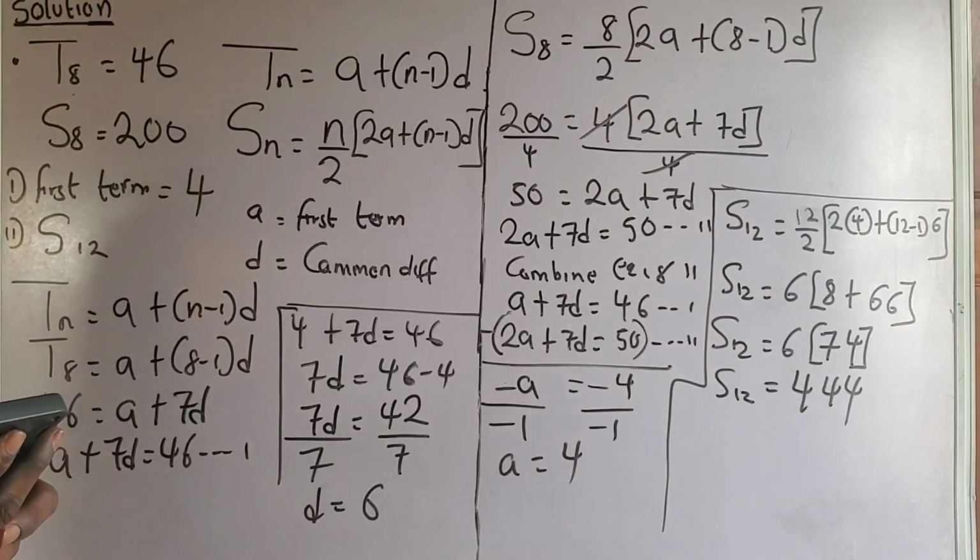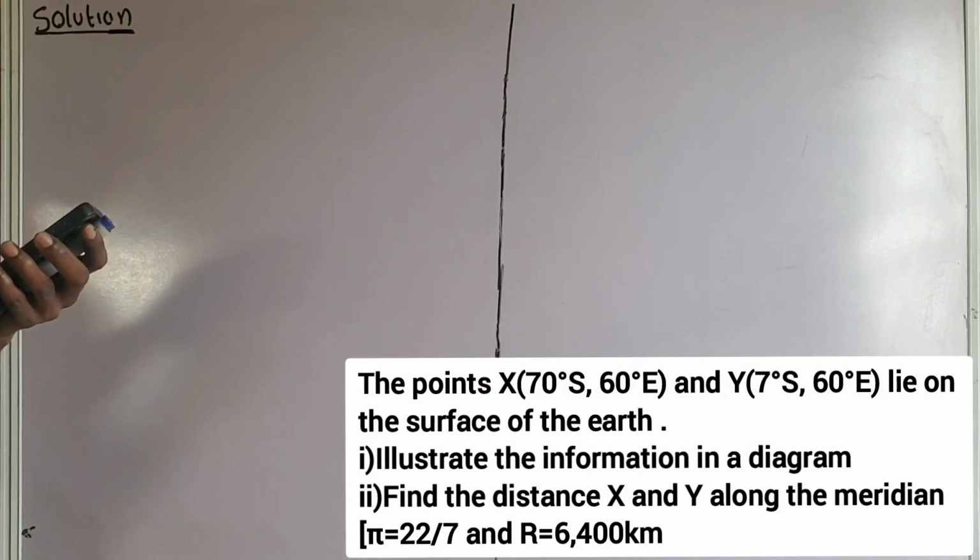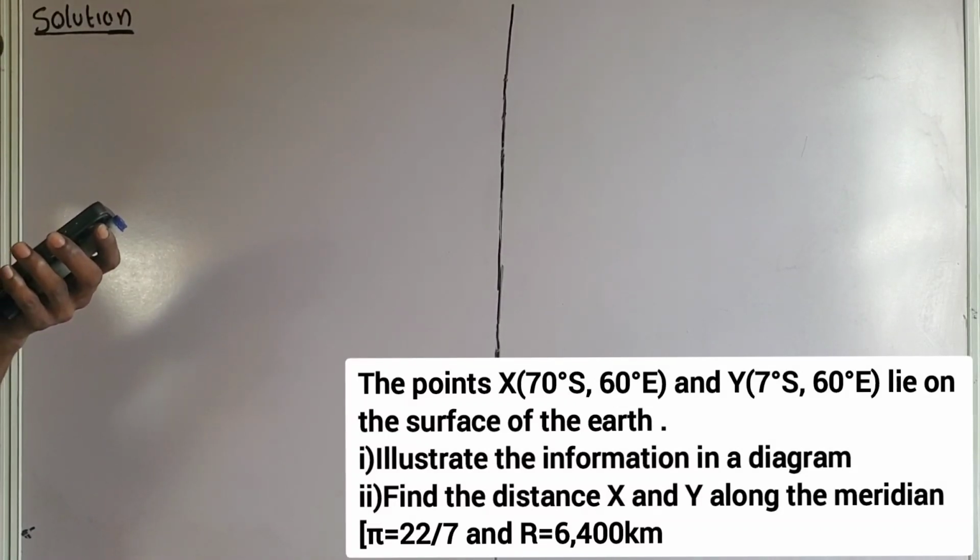Let us proceed to the next question. The point X 70 degrees south, 60 degrees east, and Y 7 degrees south, 60 degrees east lie on the surface of the earth. The first question says we should illustrate the information in the diagram. Then the second question says we should find the distance between X and Y along the meridian.